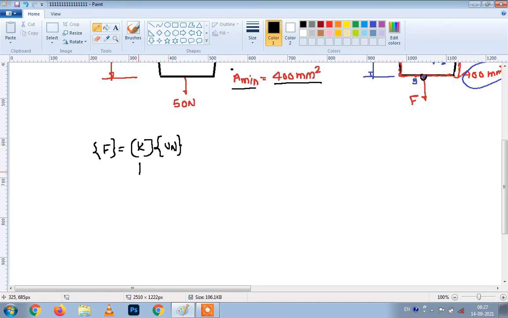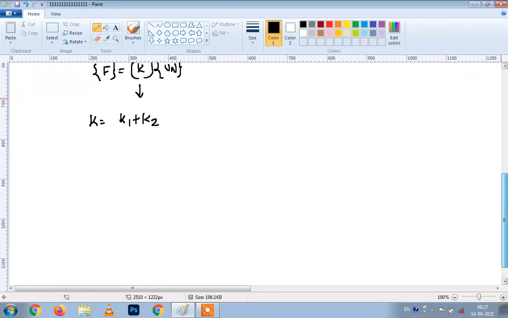So the first thing that we have to find out is the global stiffness matrix. As in this case 2 elements are there, the global stiffness matrix can be found out by K1 plus K2. So we will now find out K1 and K2.